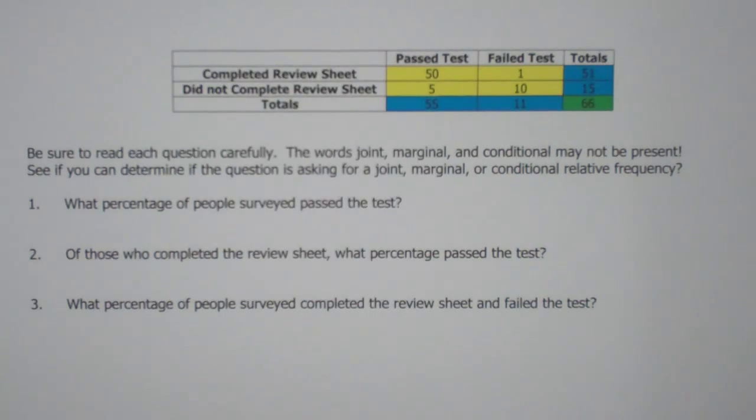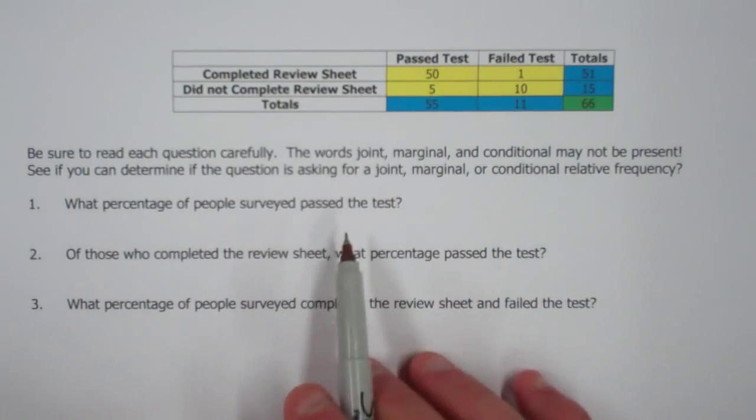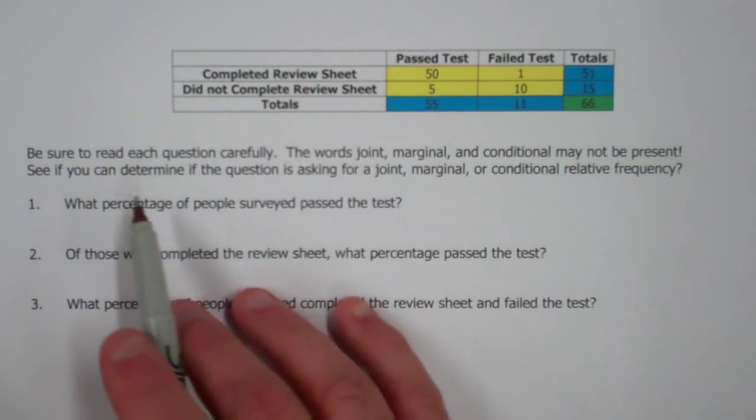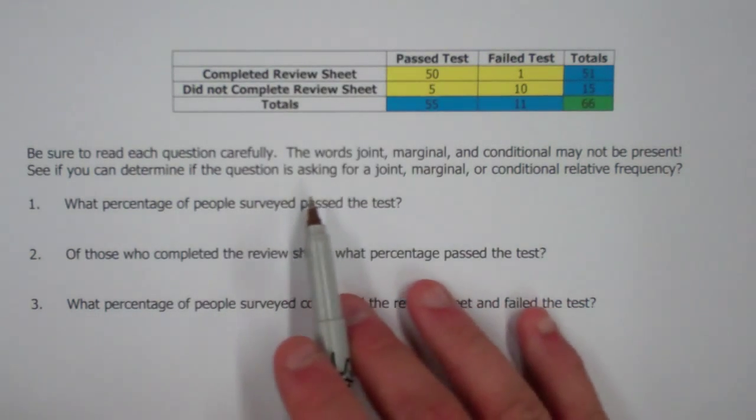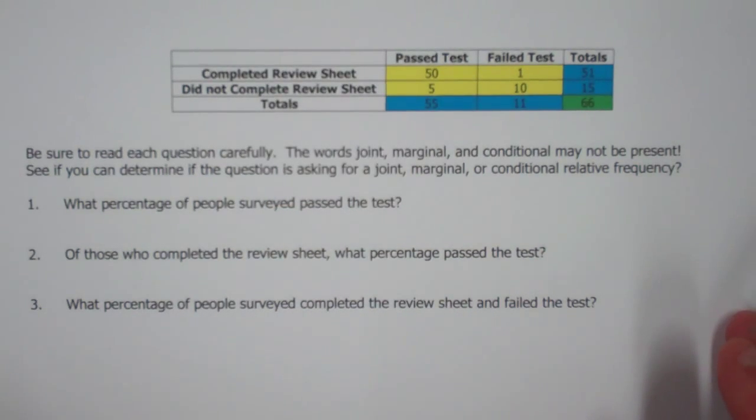In this example, we're going to look at different kinds of marginal, conditional, or joint relative frequencies. We're going to look at those different kinds here. The words joint, marginal, and conditional may not be present in the question here, and so we're going to see if we can determine if the question is asking for a joint, marginal, or conditional relative frequency.